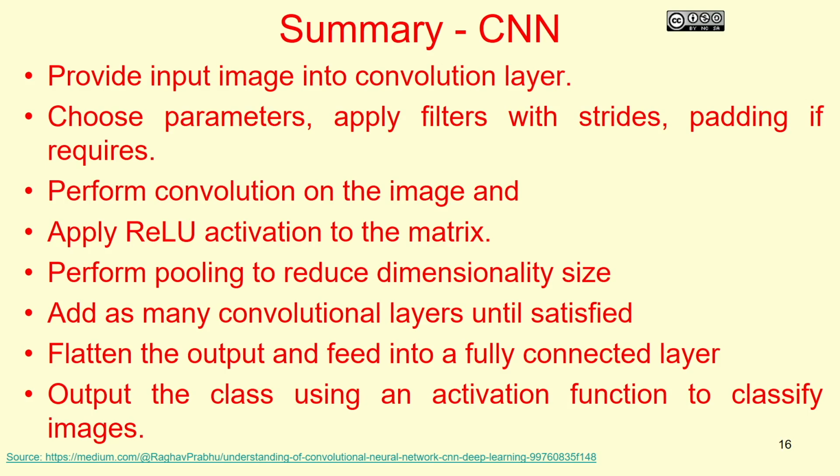So overall, I wish to present once again the summary of the CNN model. What are the major points we have covered in the convolutional neural network? First, we should provide the input image into the convolutional layer, choose the appropriate parameters, apply filters with the strides as well as padding if required, perform the convolutional operation on the image, and followed by the convolution operation you should apply a ReLU activation to the matrix, perform pooling to reduce the dimensionality of the image, and add as many convolutional layers until we are satisfied.